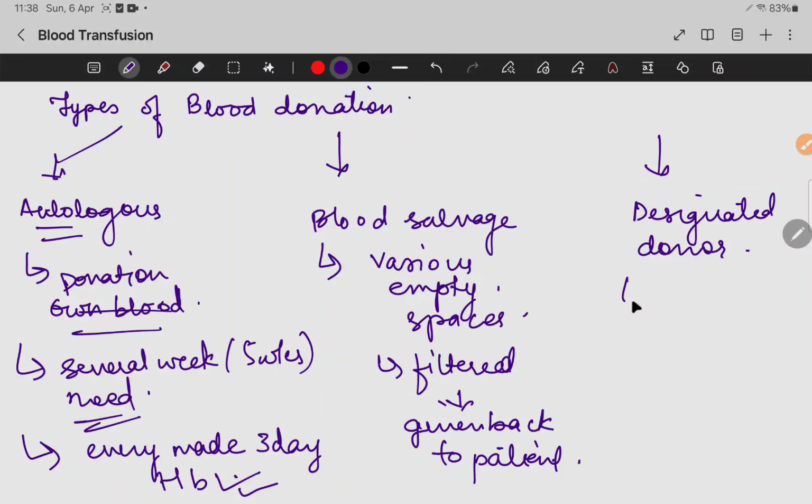Last is the designated donor. It is a donation by compatible clients.